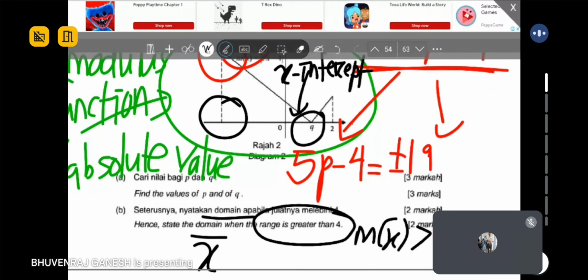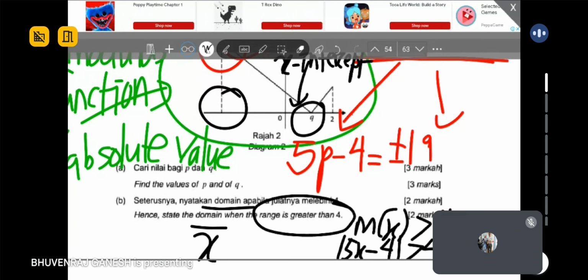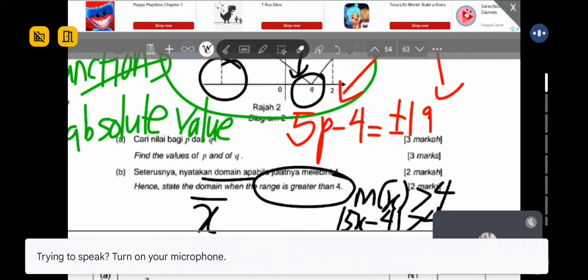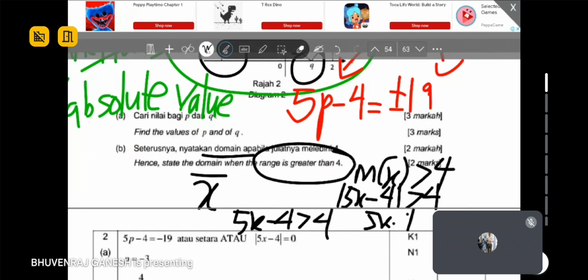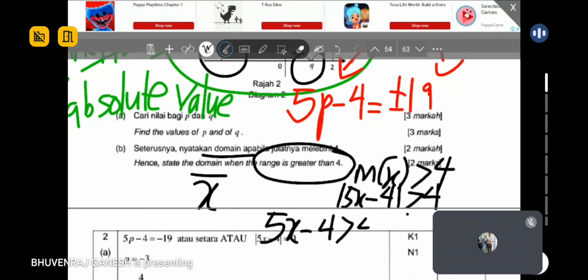Okay, so you will get modulus 5x minus 4 greater than 4. So this is the equation. So now guys, modulus. Kamu boleh pecahkan modulus. Okay, you just break the modulus sign. So you will get positive, negative, 4. So first equation like this. Second equation, wait. Okay, so first equation basically is positive 4. So 5x minus 4 greater than 4. Or second equation, 5x minus 4.